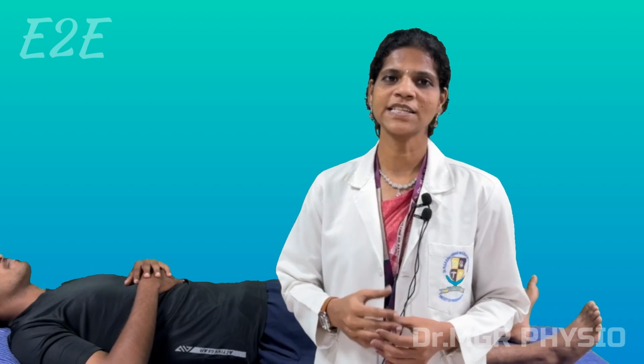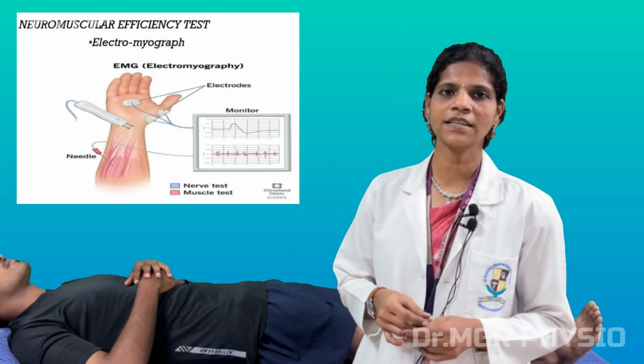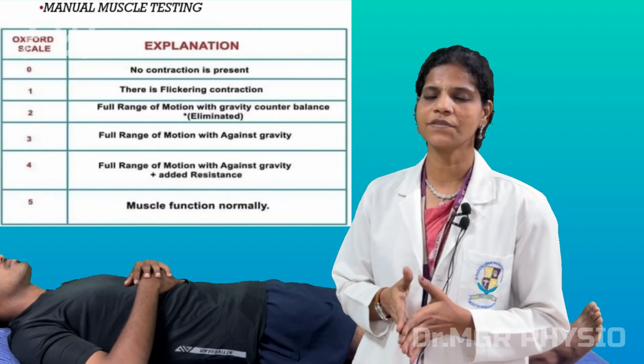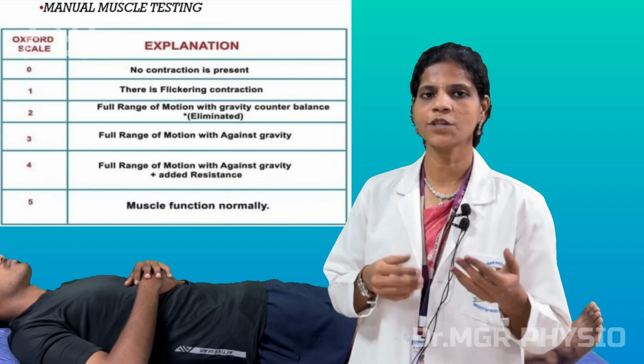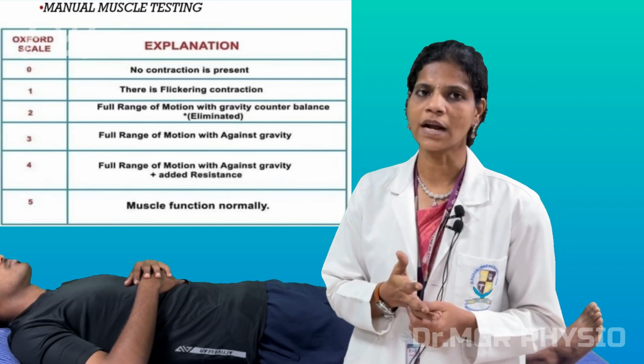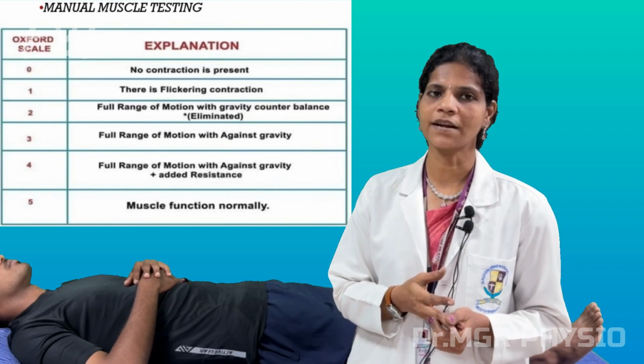The next is the test for neuromuscular efficiency. In that we are going to see manual muscle testing and the Oxford classification for MMT. According to this classification, it goes from 0 to 5. 0 refers to no movement or no contraction. 1 is flicker of contraction.